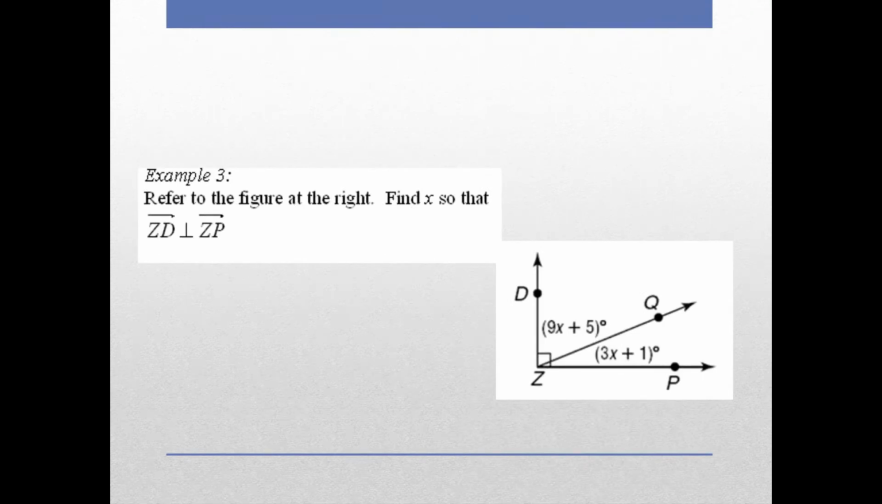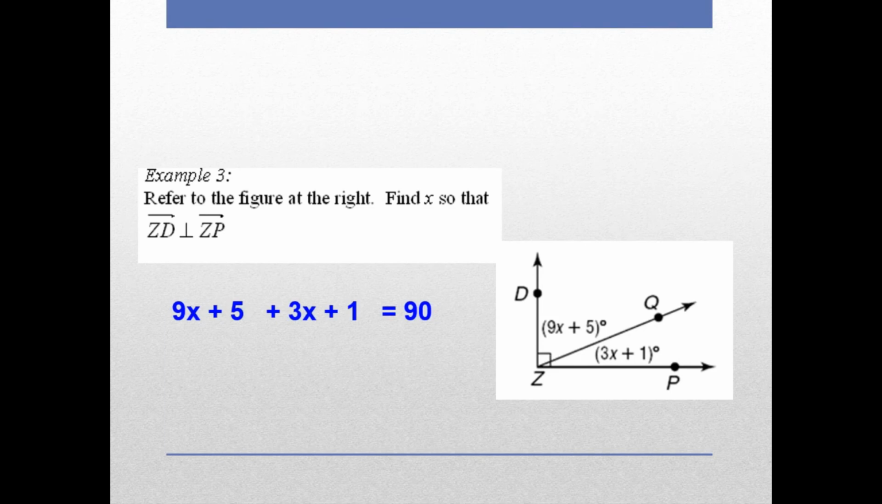So example 3, you're going to find that these types of problems are very similar to what we did in the last section. It says find x so that ZD is perpendicular to ray ZP. So that means that there's a right angle here. If there's a right angle here, that means that these two angles must be complementary or add to 90. So this is just another part plus part equals whole problem.